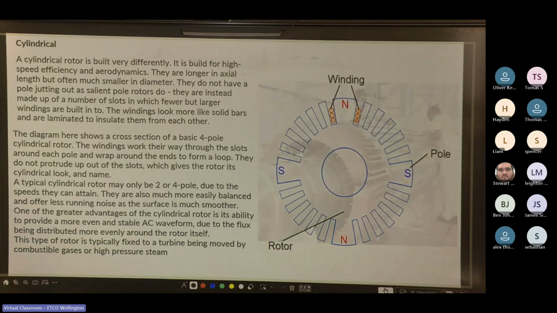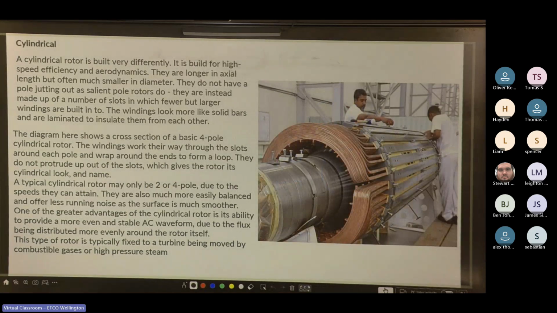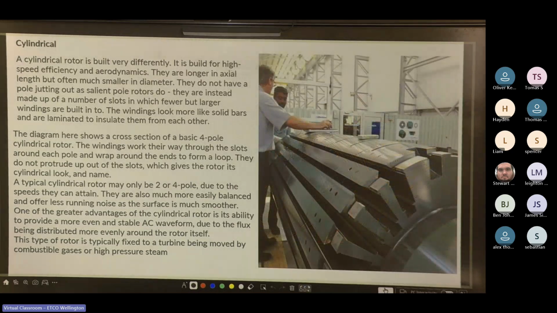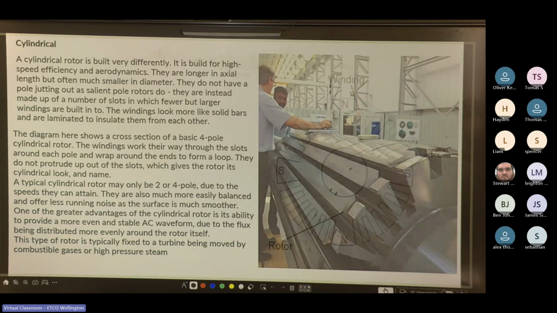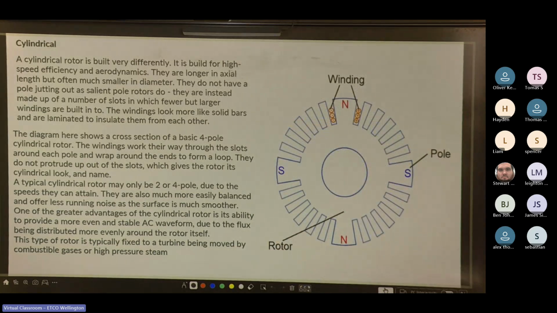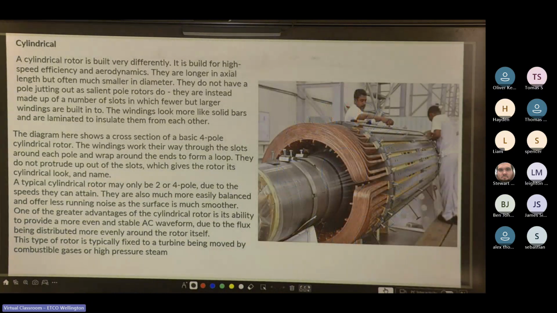Cool, and then you've got cylindrical. A cylindrical rotor is built very differently. It is built for high speed, efficiency and aerodynamics. So salient pole is more for your hydro and your wind, and the cylindrical is more your gas turbine. Cylindrical rotors are longer in axial length, but often much smaller in diameter.